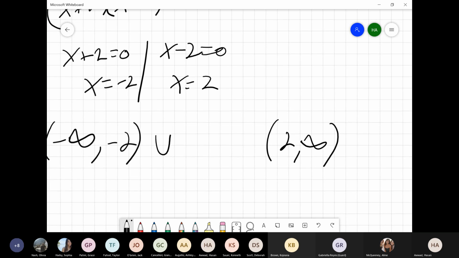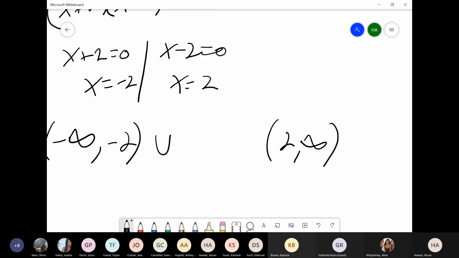So you have all the numbers to the left of -2. You have all the numbers to the right of 2. But what about a number like 0, for example? So what about the numbers between them? Oh, okay. So you're missing one last interval right in between them. Would it be -2 to 2 with parentheses? Perfect. Exactly. And that's it, right?